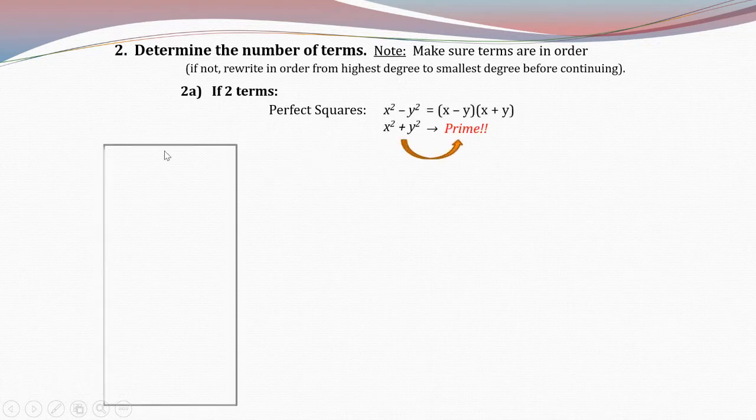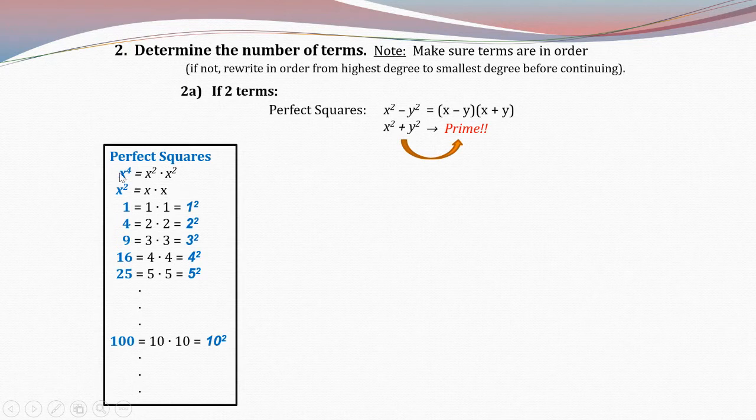Okay, what does it mean by perfect squares? For example, x to the 4th is a perfect square. Why? Because x squared times x squared will give me x to the 4th. X squared is a perfect square because x times x will give me x squared. 1 is a perfect square because 1 times 1 will give me 1. And so forth. So these are the perfect square numbers.